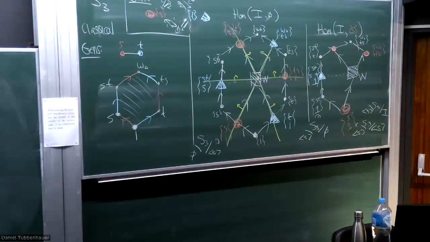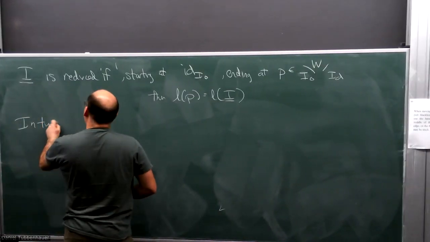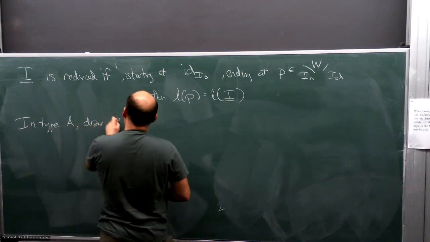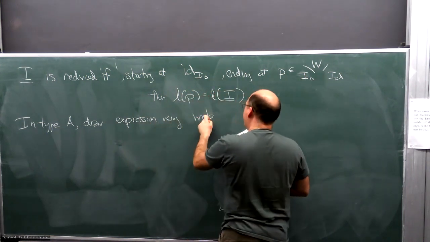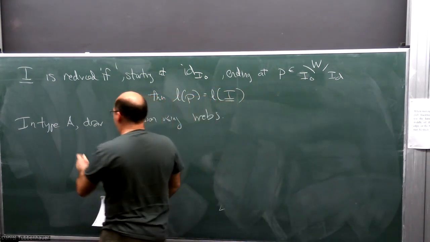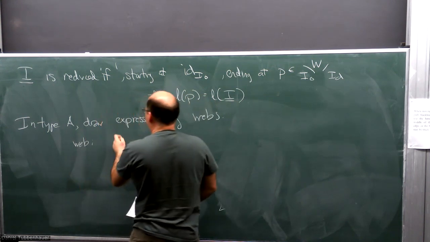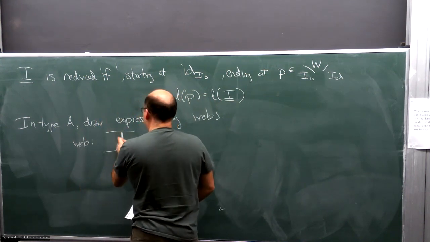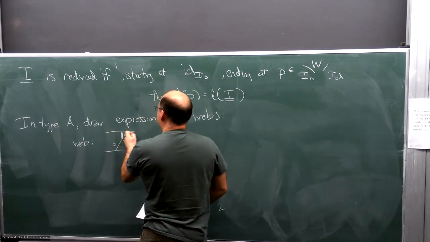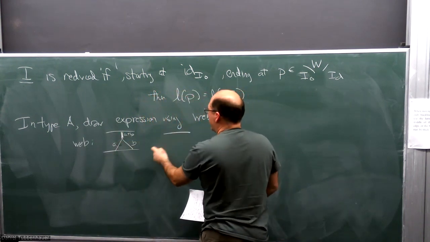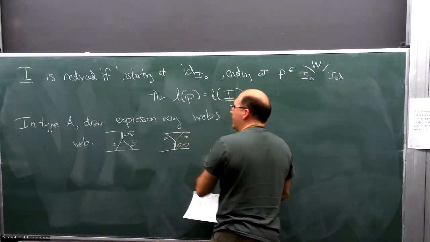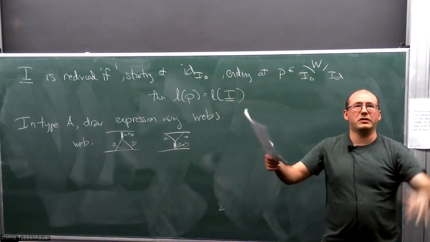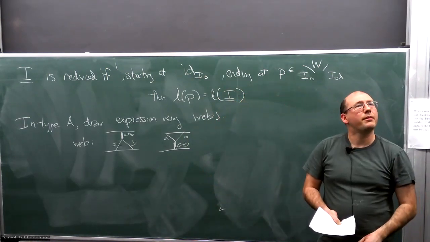I'll just quickly mention, for those of you who like webs, and there are many people who like webs in the audience, you can draw this. A web is some sort of trivalent graph built up out of edges labeled by positive numbers. You're allowed to split and merge, A plus B into A and B. And then you can build things out of these.